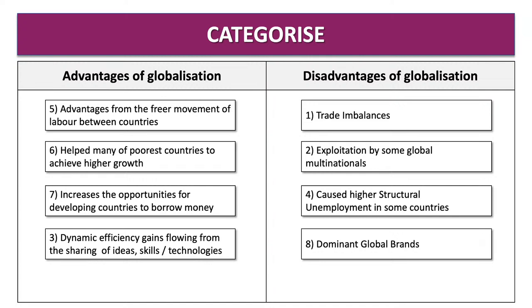And then, of course, you balance up with the disadvantages. So you can get trade imbalances, which may be a big issue for some countries. There is a risk that global multinationals exploit workers or exploit economies in some of the places that they outsource to. It can cause higher structural unemployment in some countries, you know, in countries where jobs are moving away into cheaper locations. And finally, you might get dominant global brands, and that might be to the disadvantage of local brands.